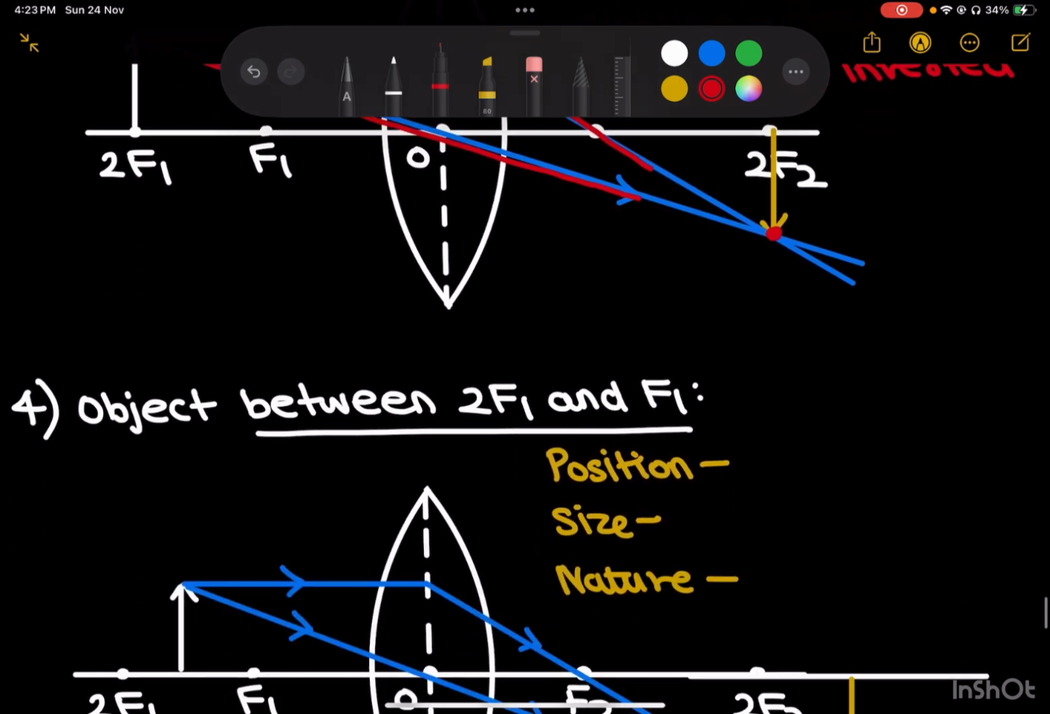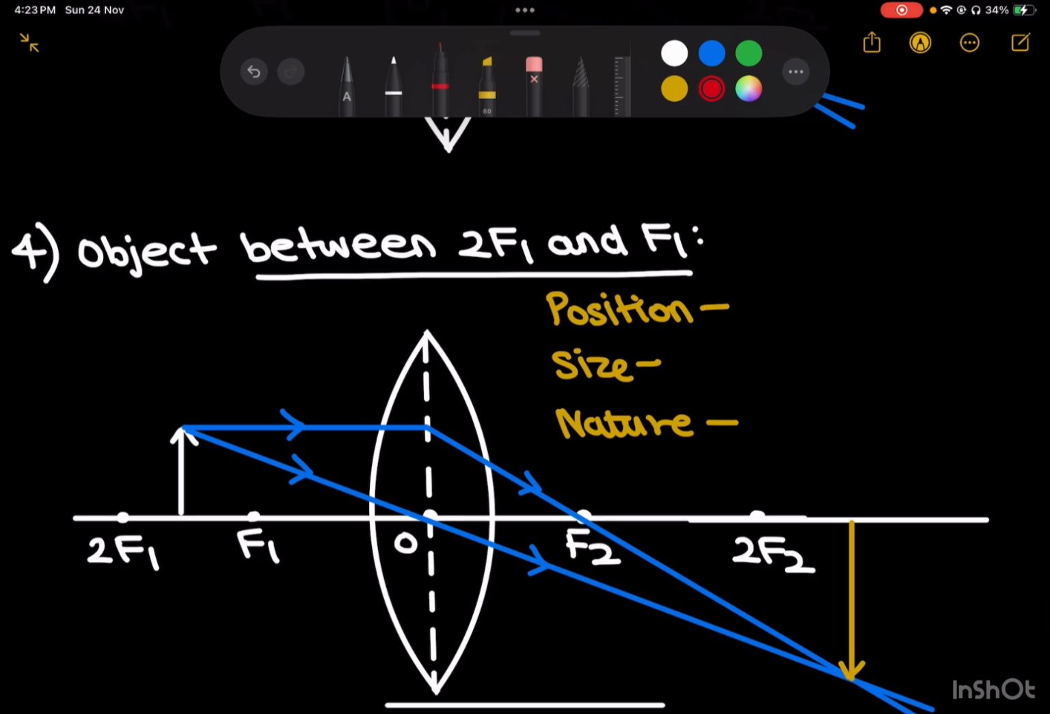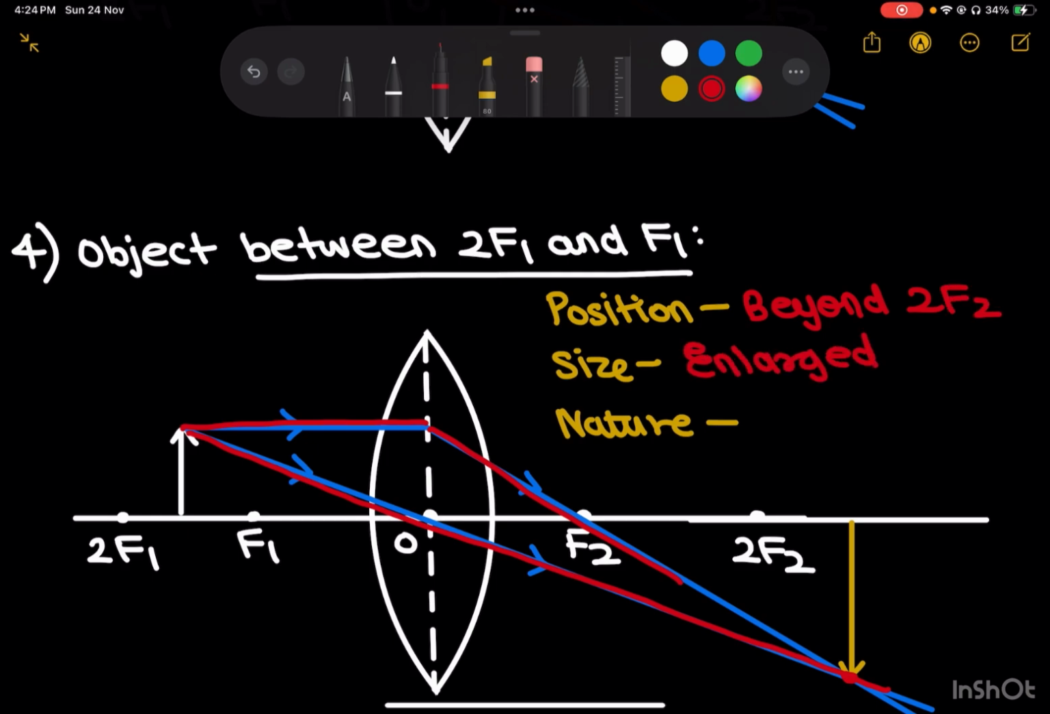Now, moving on to the fourth case. The object is between 2f1 and f1. So object is between center of curvature and focus. Again, two rays have been directed. One parallel goes through the focus, one through the optical center undeviated. They meet at a point. The point lies beyond 2f2. Hence, the position of the image is beyond 2f2. The size is enlarged or magnified. Not much, but it has been enlarged. And the nature is still real and inverted.